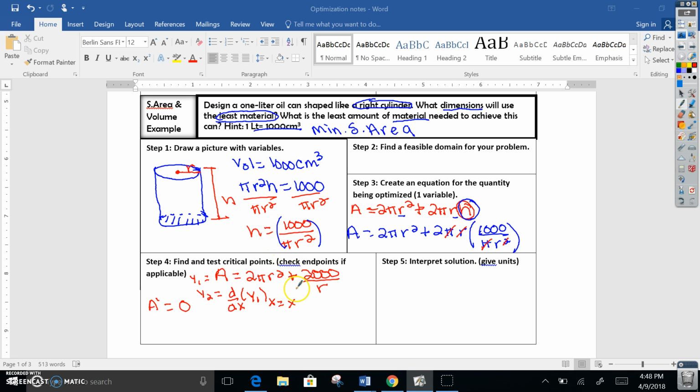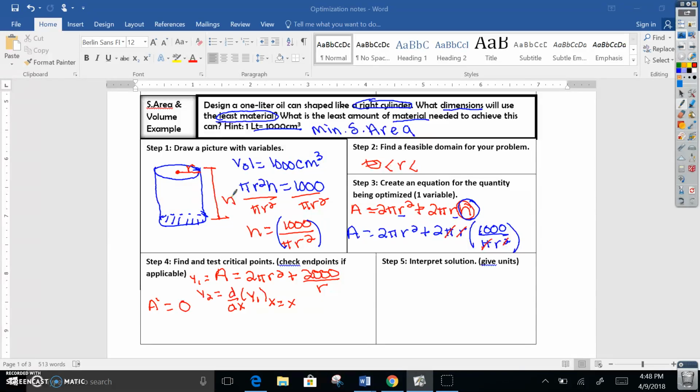And our restriction is a little more complicated than the one before. But if you want to have a feasible domain, we're focusing on r. The smallest r can be is 0. And the biggest r can be would be if you extended r.